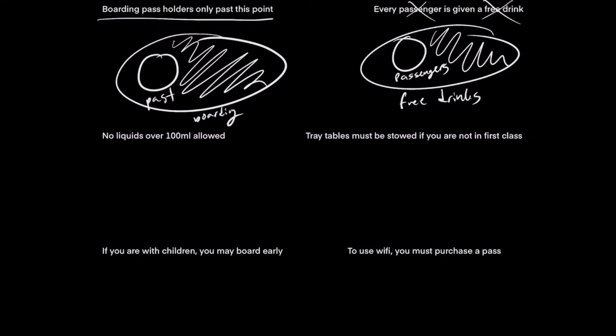The next one, no liquids over 100 milliliters allowed. Okay, so we know that if the liquid is over 100 milliliters, it's not allowed. But that doesn't mean that if the liquid is under 100 milliliters, it is allowed, right? Even if the liquid is under 100 milliliters, it could be some type of contraband that you're not allowed to take onto the plane, and it still wouldn't be allowed.